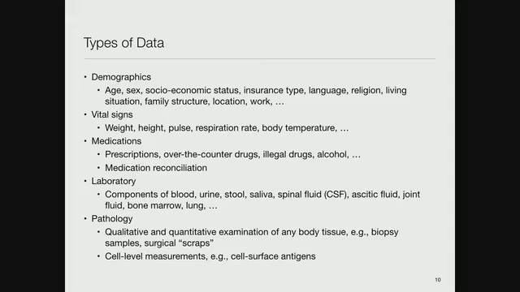Pathology, qualitative and quantitative examination of any body tissue, for example, biopsy samples or surgical scraps. You know, if they do an operation, they cut something out of you, that typically winds up on a pathologist's bench, who then tries to figure out what its characteristics are, and that's, again, useful information.